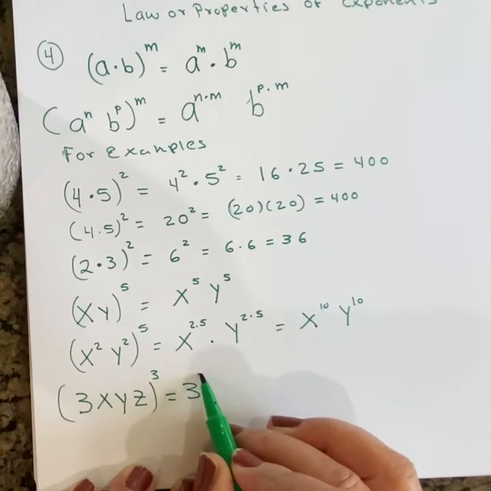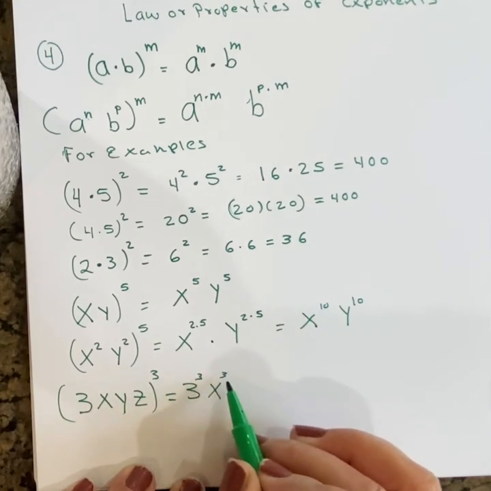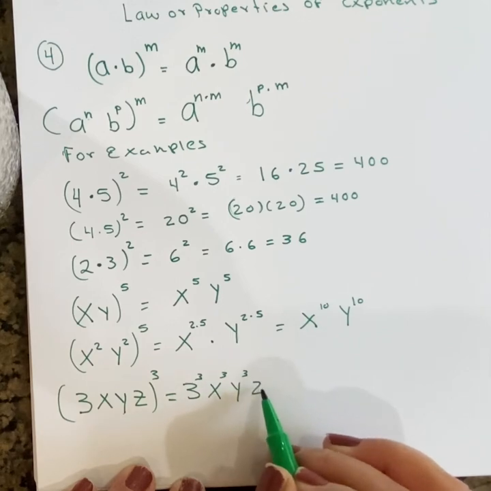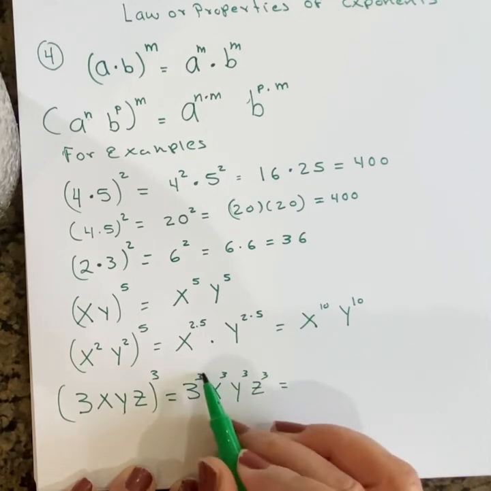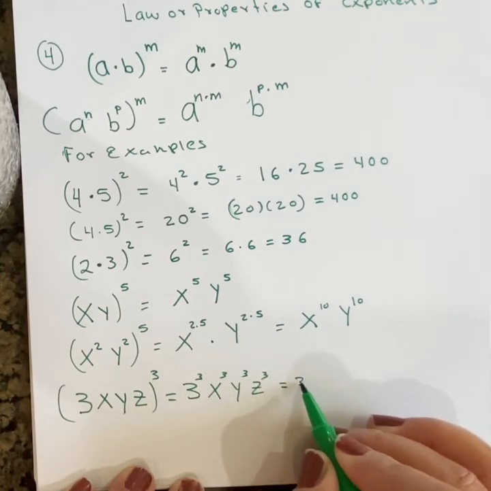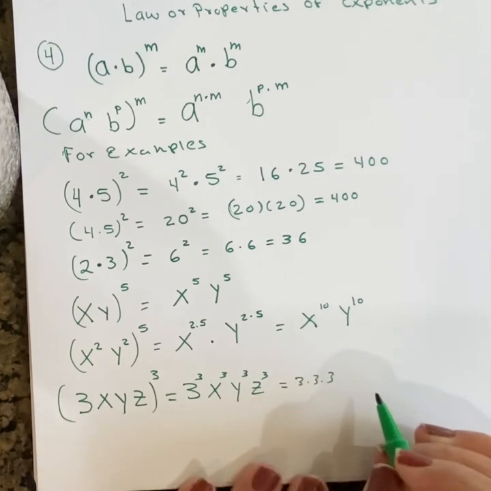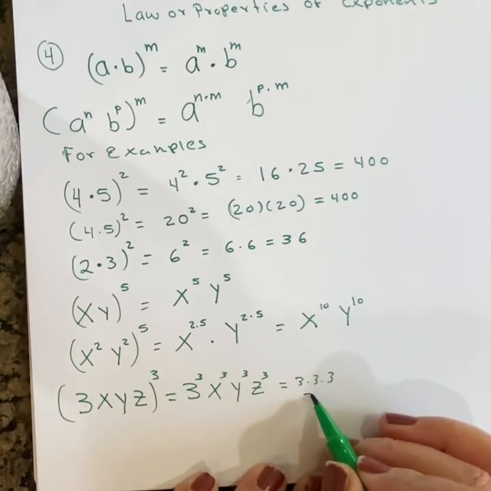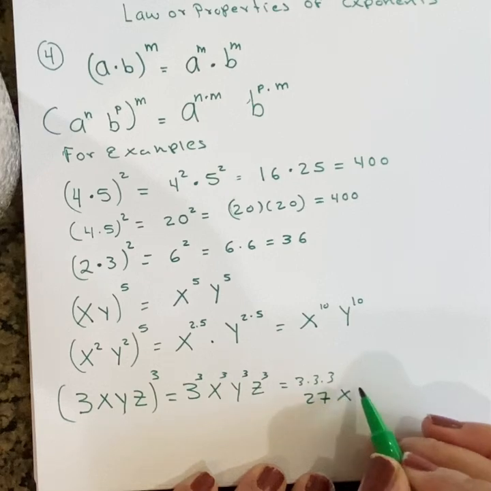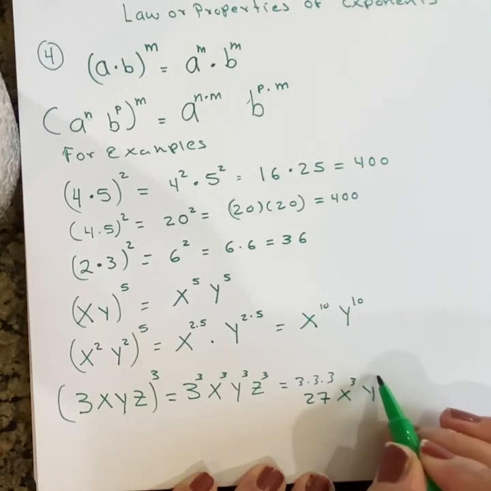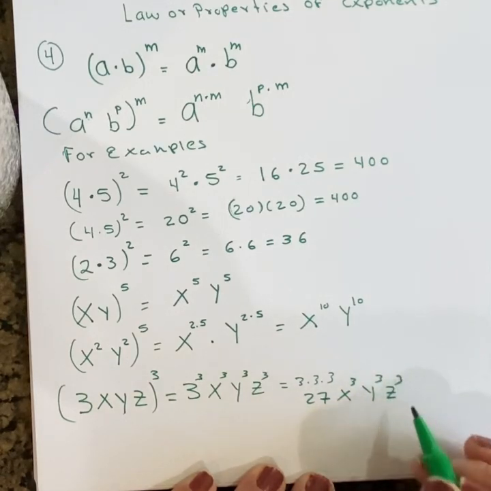So it's going to be 3 to the 3rd, x to the 3rd, y to the 3rd, z to the 3rd. And 3 to the 3rd is 3 times 3 times 3, which will be 27, x to the 3rd, y to the 3rd, z to the 3rd power.